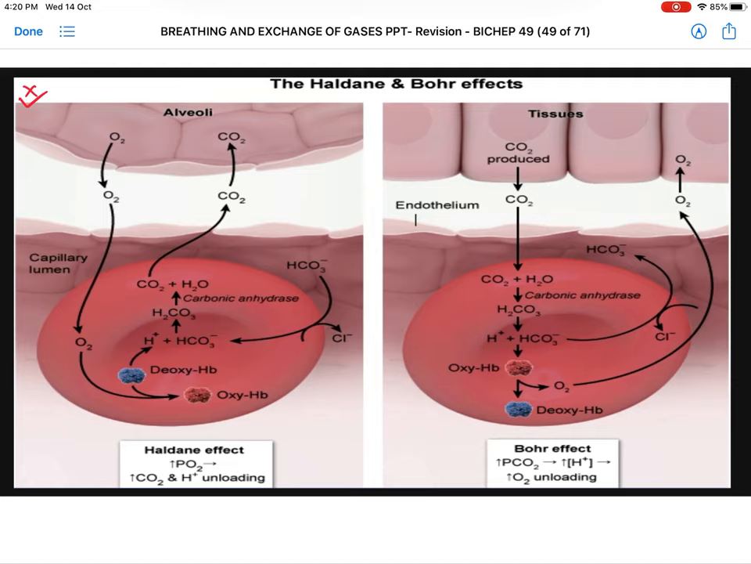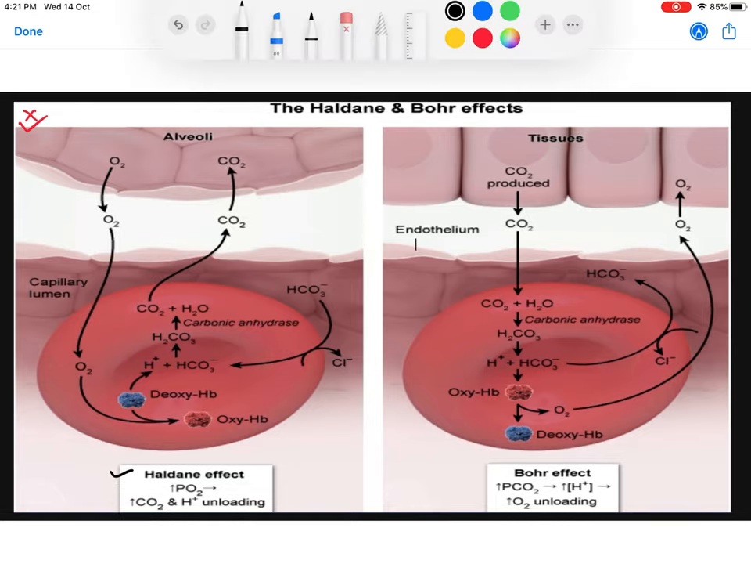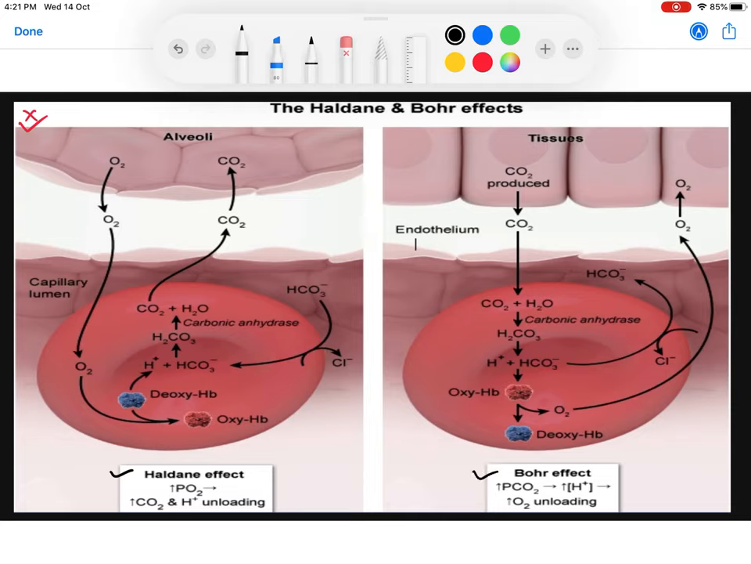This is also not important, since it is not given in the textbook or in the NEET syllabus, but let us still discuss two kinds of effects which are seen. One effect is known as the Haldane effect, and the second is the Bohr effect. Both were described by different scientists, who explained the exchange of gases at two levels: first the alveoli level and second the tissue level. So at the alveoli you see the Haldane effect.